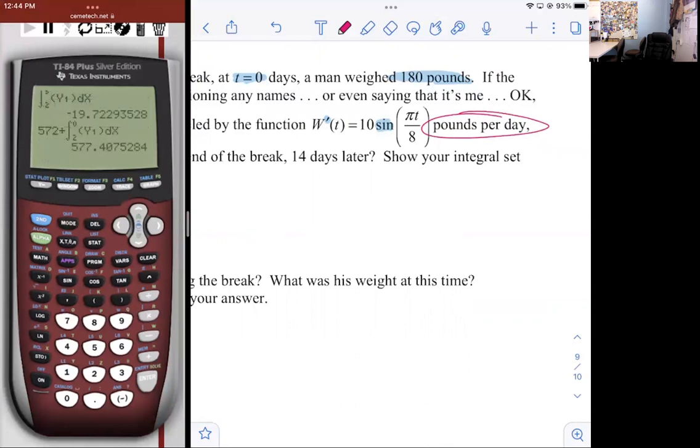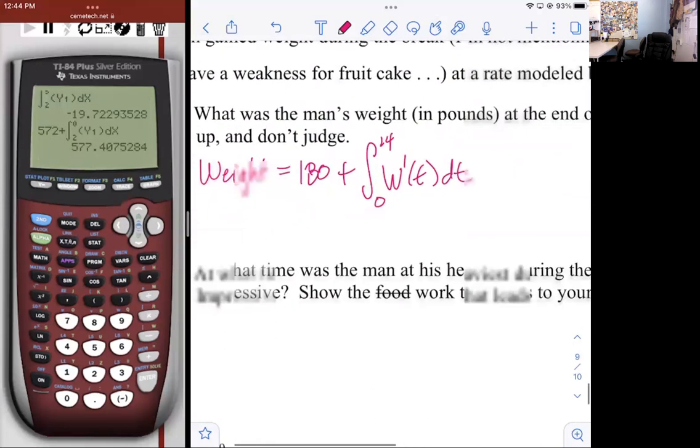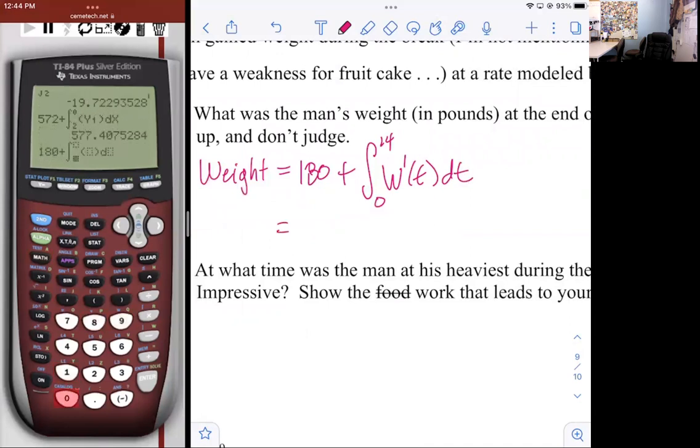And I go back to the home screen. And now I type it in underneath there, 180 plus math 9 from 0 to 14 of my equation, alpha trace number 1 with respect to x. Boom. 187.458. What are the units? Pounds.